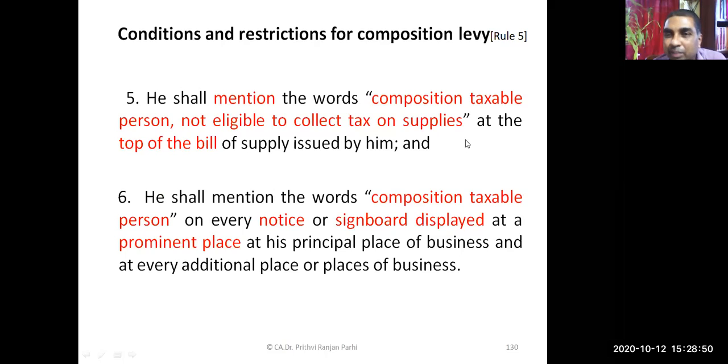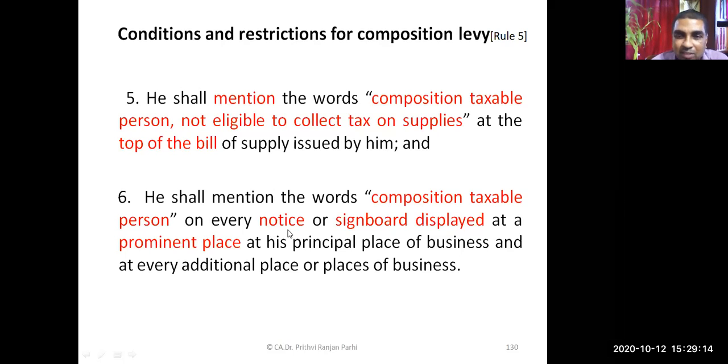Whenever you are purchasing something from a composition dealer, you ensure that he has mentioned these wordings: "Composition taxable person not eligible to collect tax on supplies" at the top of the bill. When he is issuing a bill, these wordings should be mentioned. And one more condition, he shall mention the words "composition taxable person." Where does he have to write it?